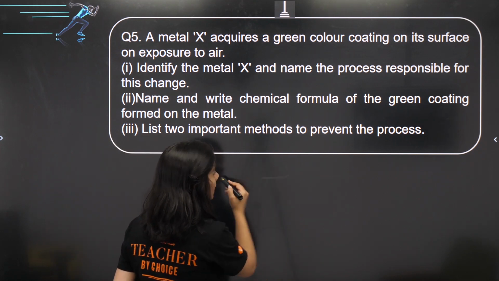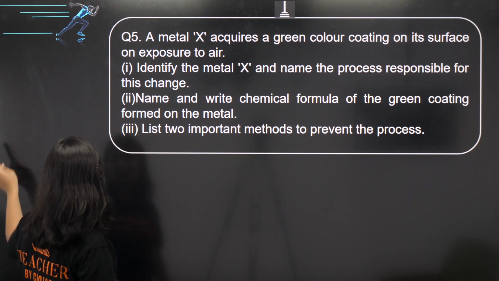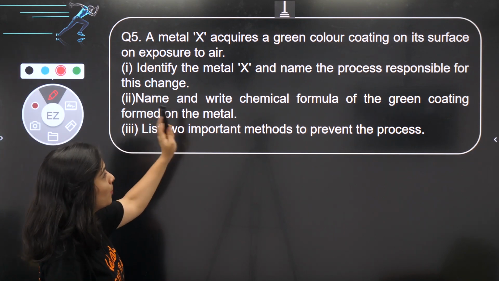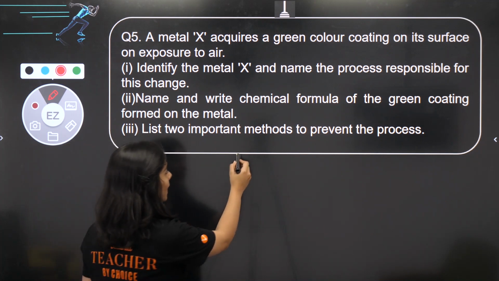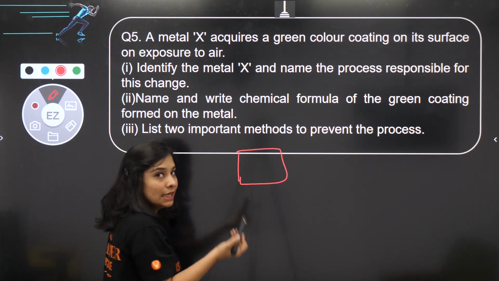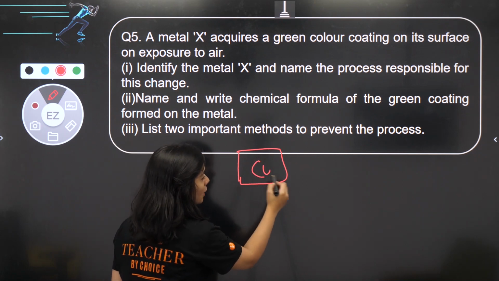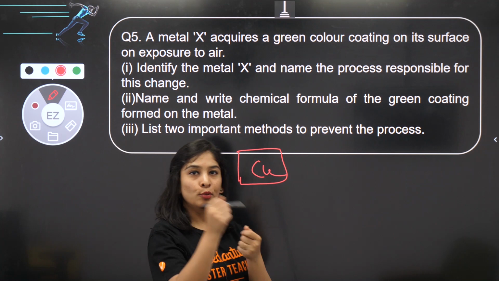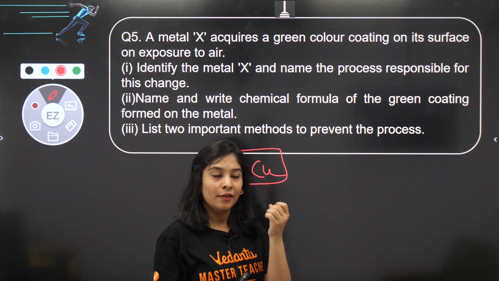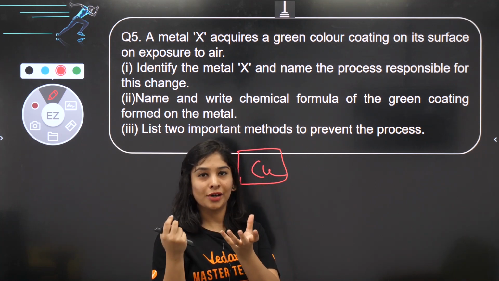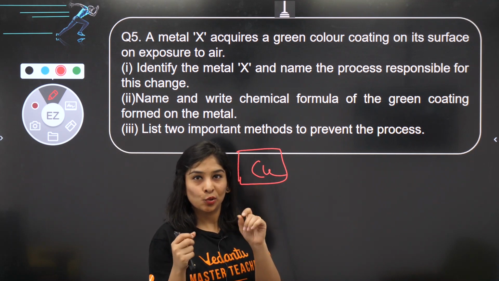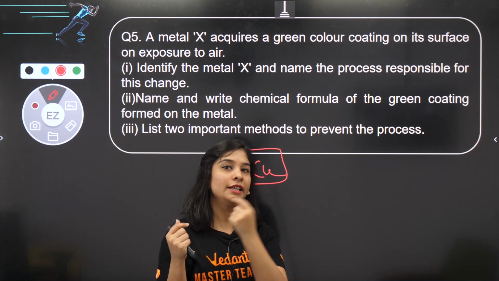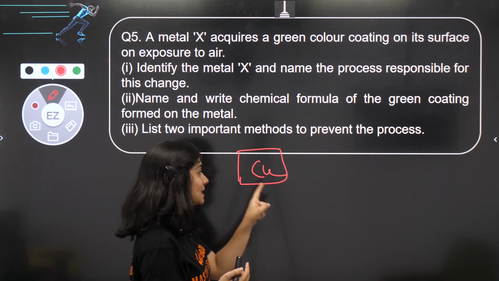That substance, if I talk about that developing a green color layer, tell me its name and the process responsible. So if I talk about a substance getting a green color layer, it is copper. Okay, copper. With time you might have seen in your home that whenever you do puja, we use utensils of copper, the kalash, and after certain uses there's a greenish layer that starts depositing. What exactly is this?